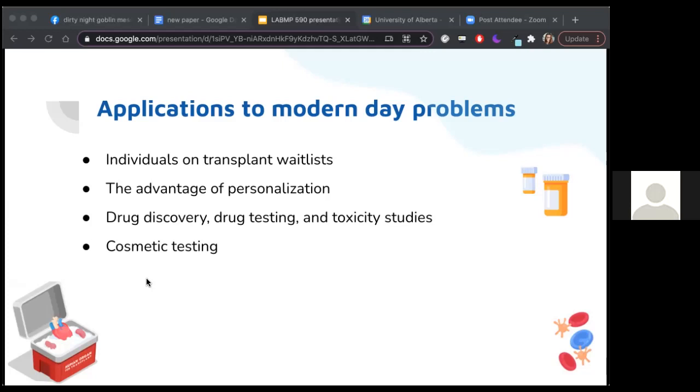This technology can also be applied to drug discovery, drug testing, and toxicity studies. And bioprinted skin can be used for cosmetic testing in replacement of animals. This overcomes a lot of ethical issues regarding the use of animals in medical testing and cosmetic testing.